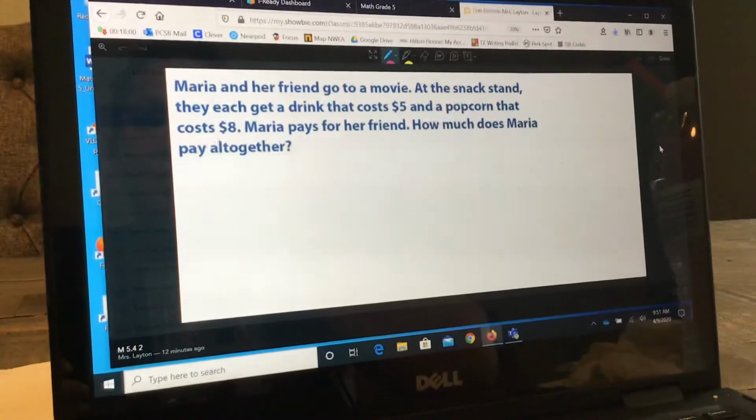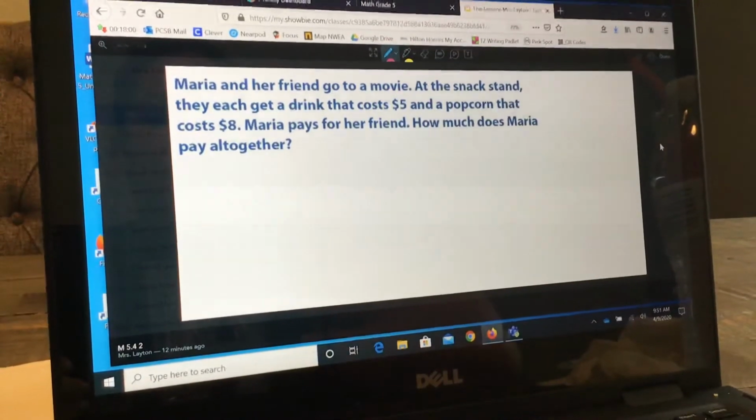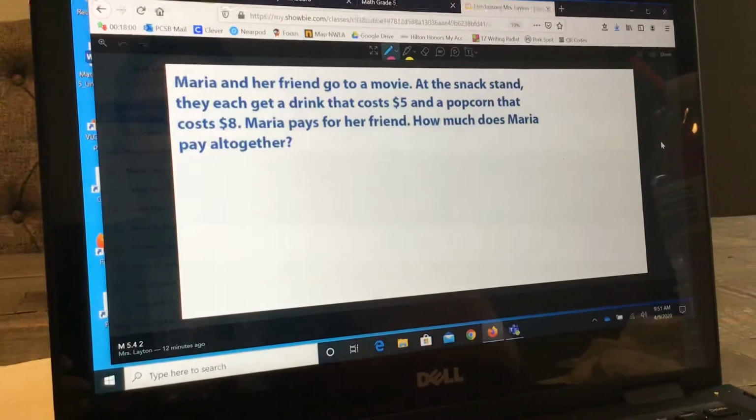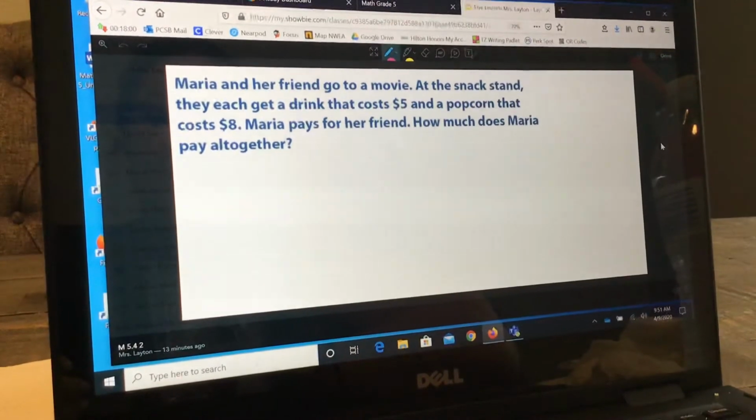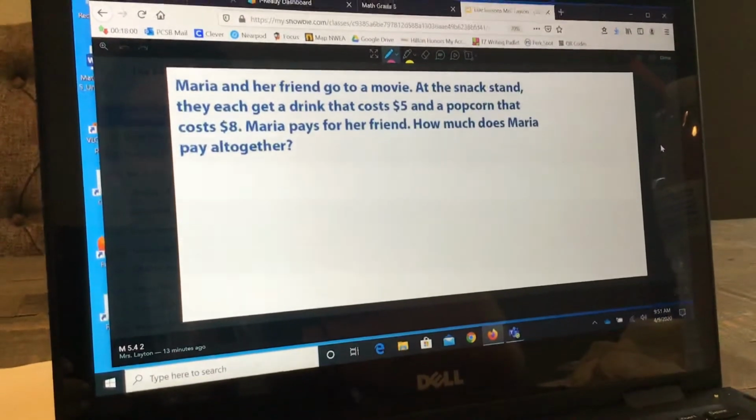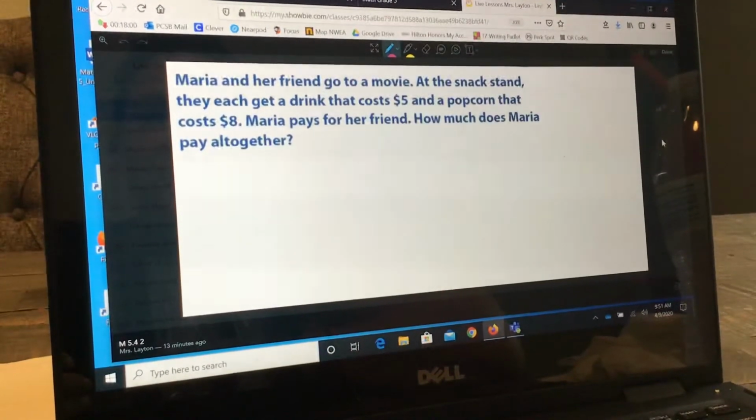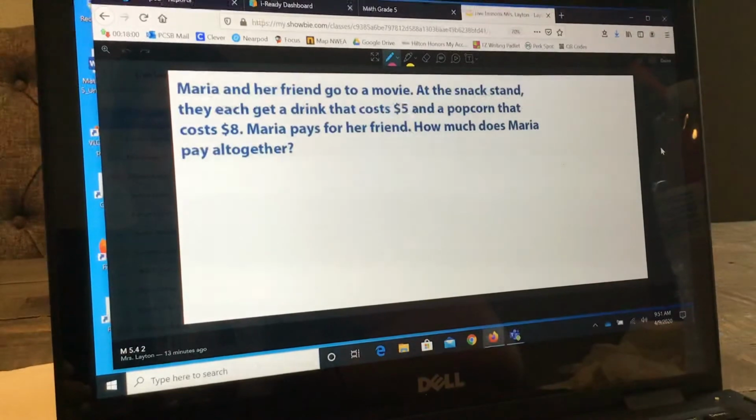So here's our first word problem. Maria and her friend go to a movie. At the snack stand, they each get a drink that costs $5 and a popcorn that costs $8. Maria pays for her friend. How much does Maria pay altogether? So let's think about it. Maria and her friend are going to the movies. So there's how many people? 2 people. There's 2 people going to the movies.